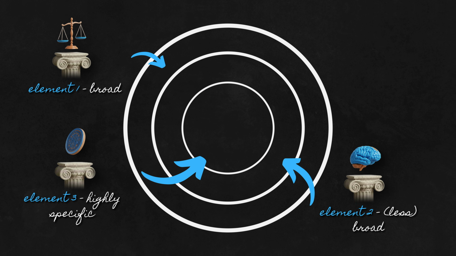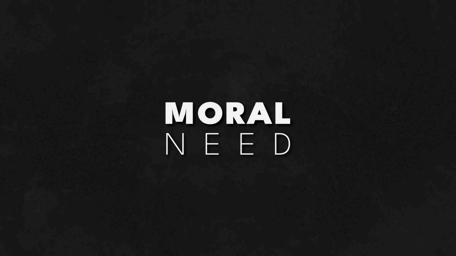Alright, those 3 elements, you need to tackle them in a specific order, from the broadest one to the highly specific one. I will walk you through all 3, and if it feels like a lot at first, don't worry, everything will click once you see how it all plays out in Harry Potter. The first component, the one that is the broadest, is called the moral need.